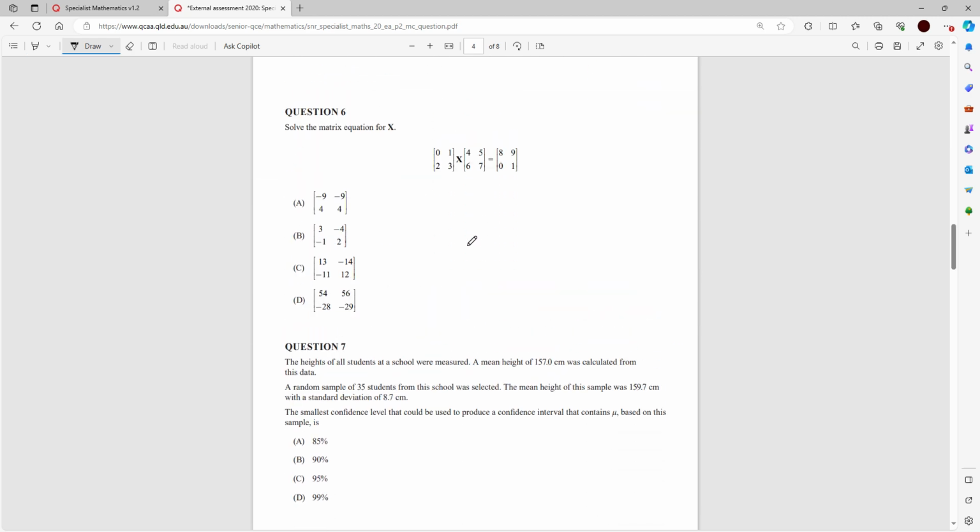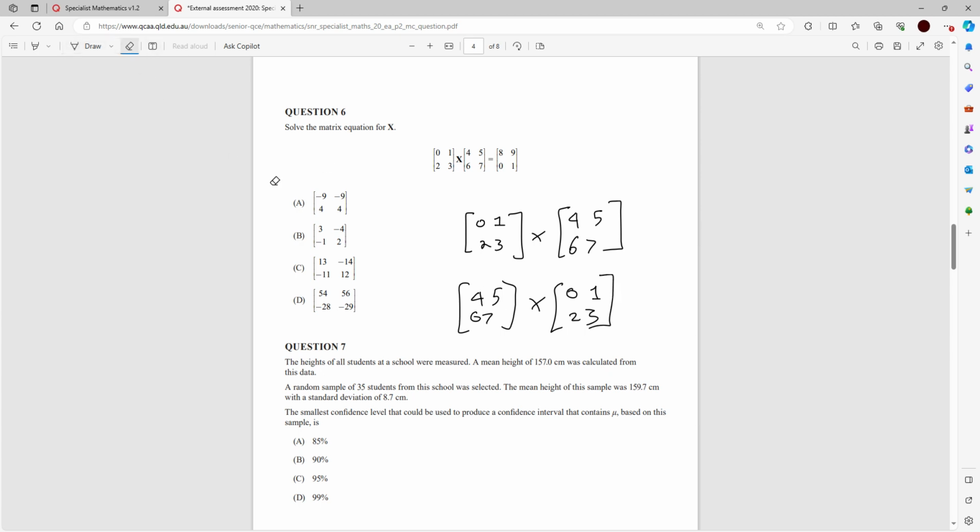Okay, so question 6, solve the matrix equation for x. At the start, you can't really put this in your calculator, mainly because matrix algebra isn't the same as normal algebra. Go figure. Because the order in which you multiply matrices is important. So for example, 0, 1, 2, 3 times 4, 5, 6, 7 is not the same as 4, 5, 6, 7 times 0, 1, 2, 3. They're different. So what we've got to do is kind of play around with it.